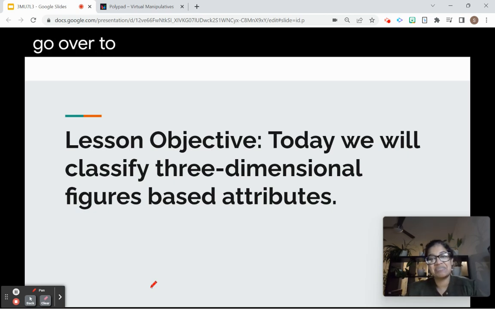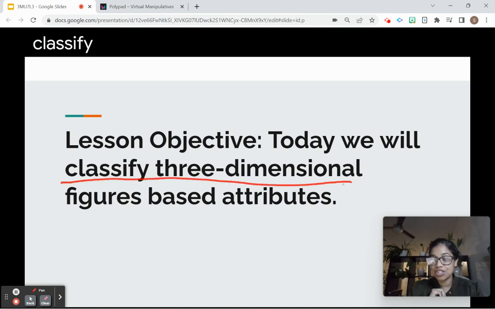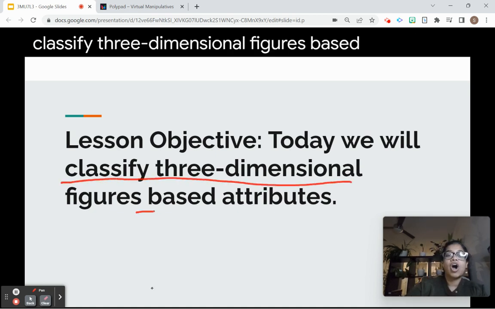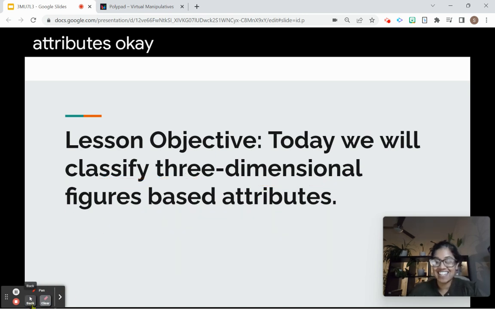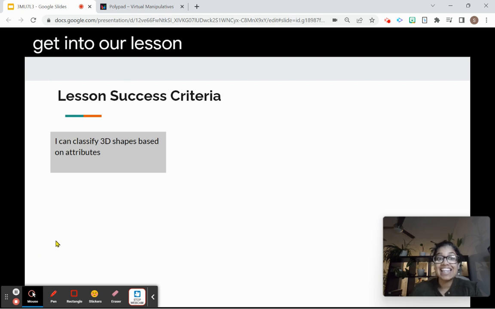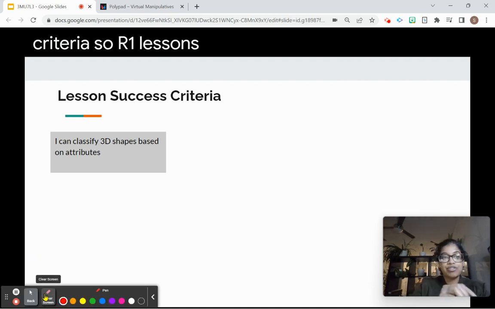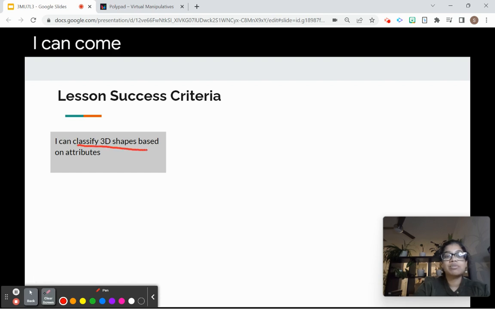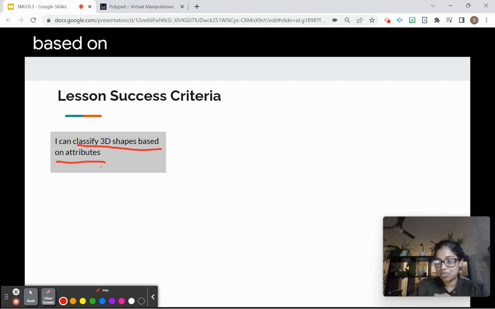Let's go over today's lesson objective. Today we will classify three-dimensional figures based on attributes. Before we get into our lesson, let's go over our lesson success criteria. Our one lesson success criteria for today is: I can classify 3D shapes, or three-dimensional shapes, based on attributes.